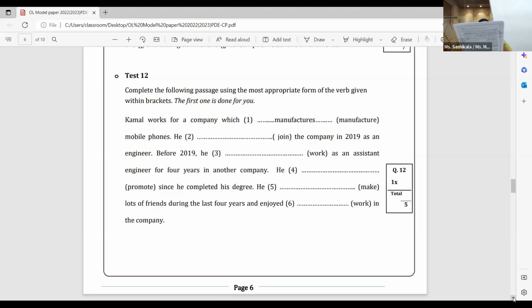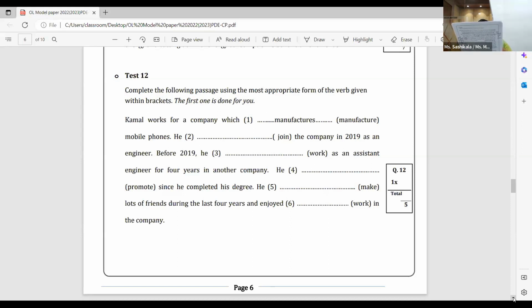We can also talk a bit more deeply. You can also say he had been promoted since he completed the degree. Without thinking that far, was promoted is also correct. But then you can also say he had been promoted since he completed his degree. Now look at the next one.